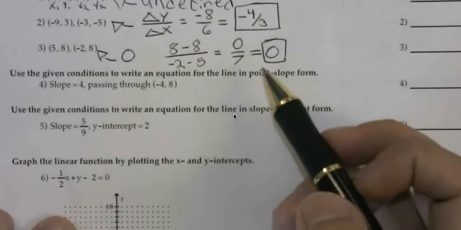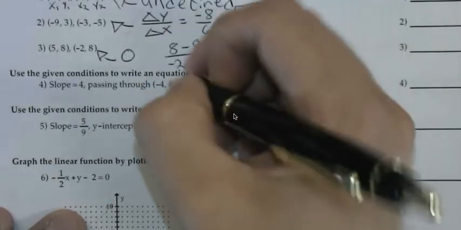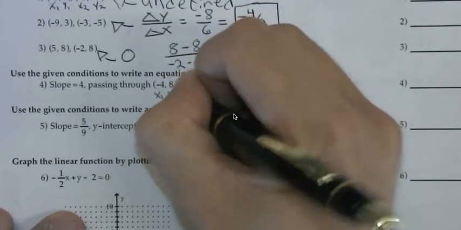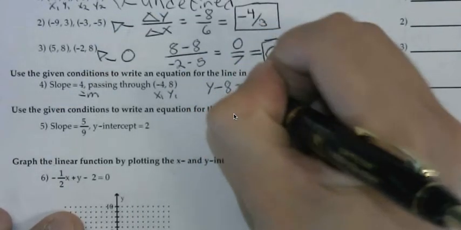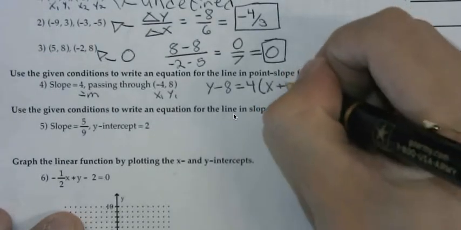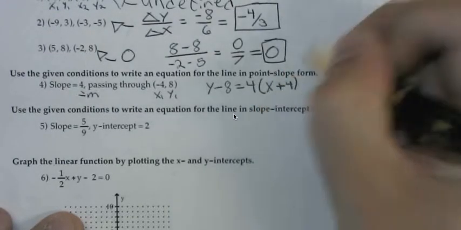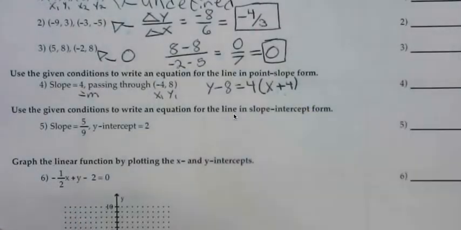Next problem has you going to point-slope form using these conditions. You can denote this as x1, y1. Your slope is 4. Y minus 8 equals 4, parentheses x plus 4. I'm smart here because I know that I'm subtracting a negative coordinate, so that's why I'm just jumping ahead and saying it's plus.